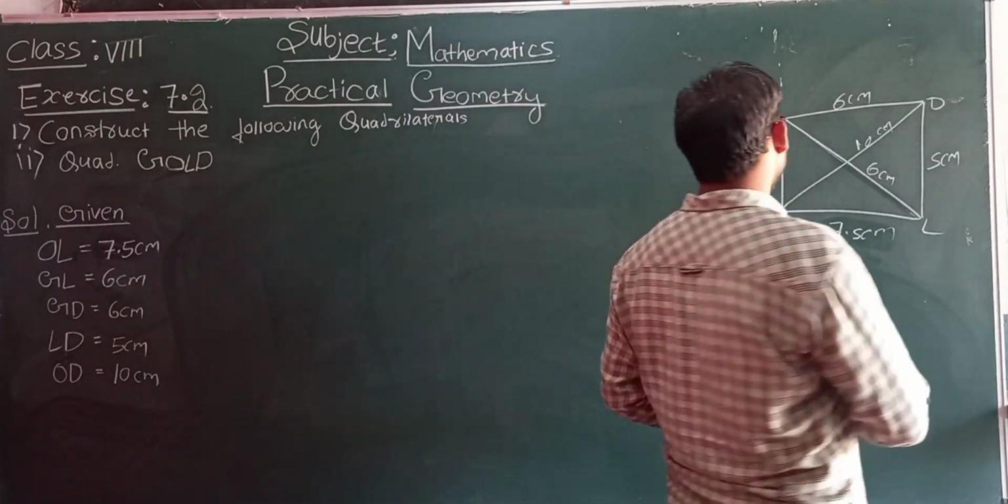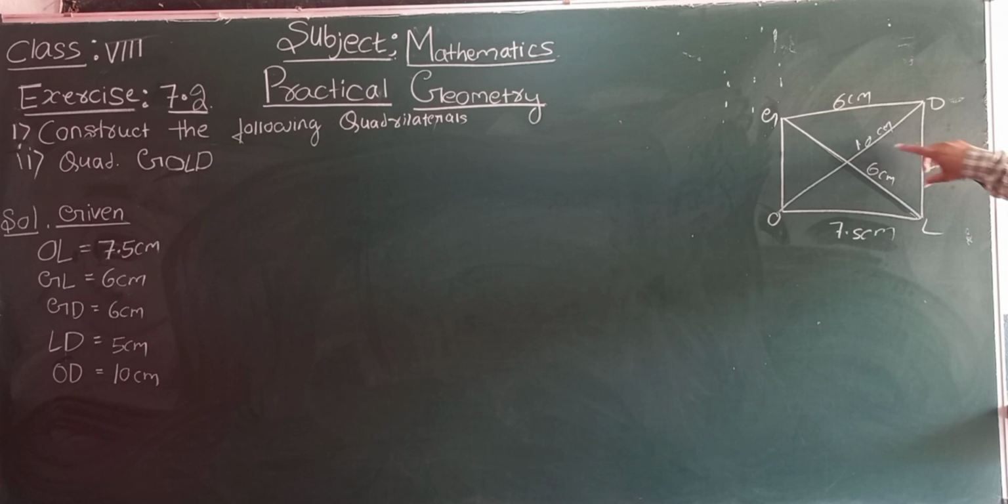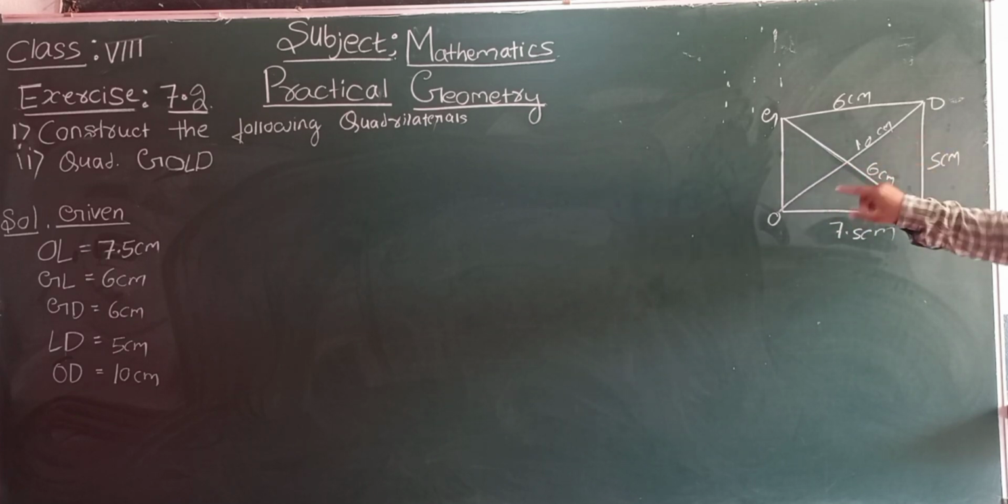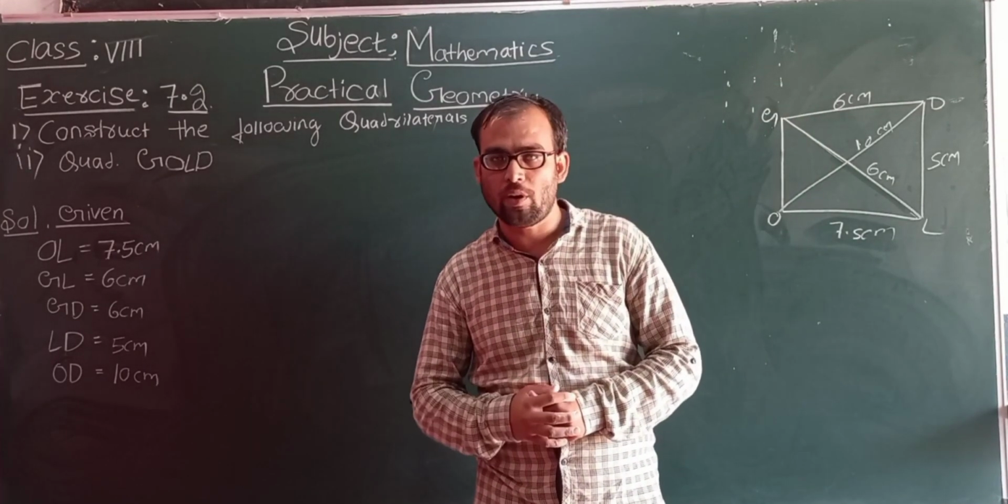Friends, look at here. They have given OL as 7.5 centimeter. Next GL, this diagonal, is 6 centimeter. Next GD is 6 centimeter. And LD, this one, is 5 centimeter. Next OD, this diagonal, is 10 centimeters. So now we'll construct the given quadrilateral.